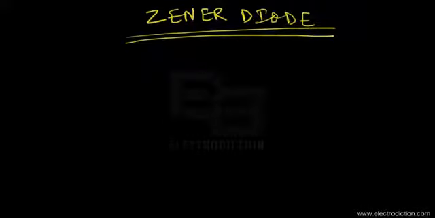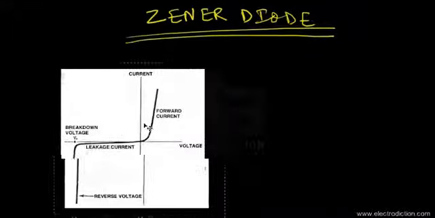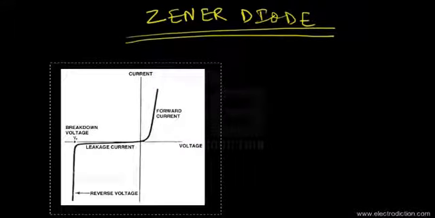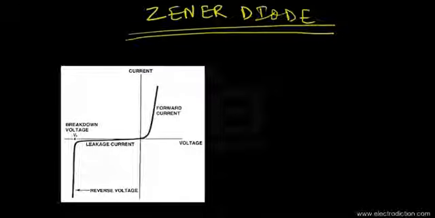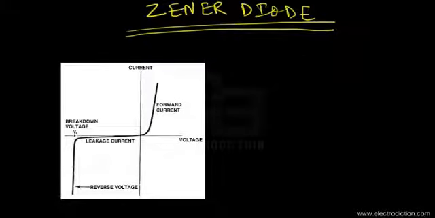Let's bring up a graph, which would make things easier to understand. So there it is. In this graph, as you can see, this represents the characteristics of a PN junction diode. It has two parts, one on the right and one on the left. The part on the right represents the forward characteristics of a PN junction diode, and the left one represents the reverse characteristics.